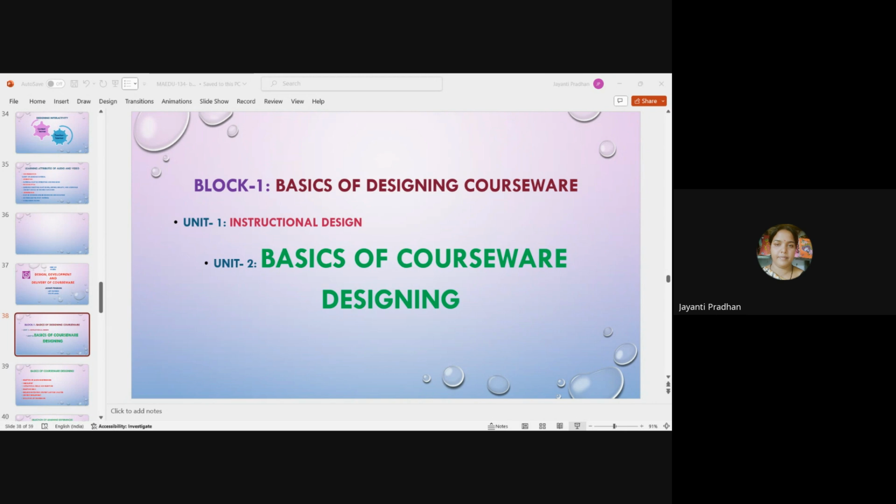Application: demonstrate or solve or apply or practice or illustrate. So you can demonstrate how to design a courseware. So demonstrate the idea of designing a courseware, or demonstrate the steps of designing a courseware.